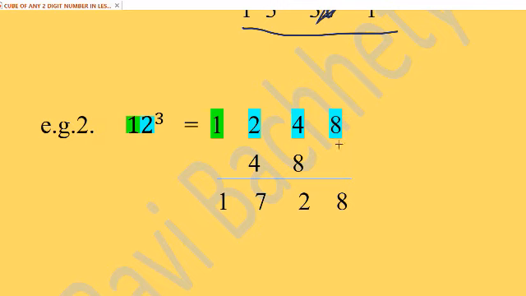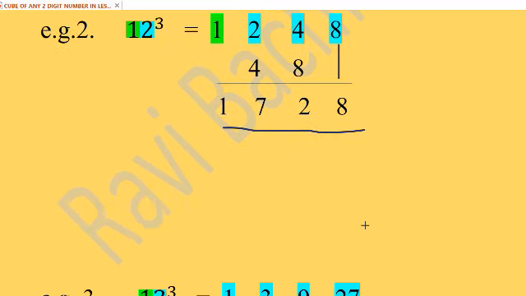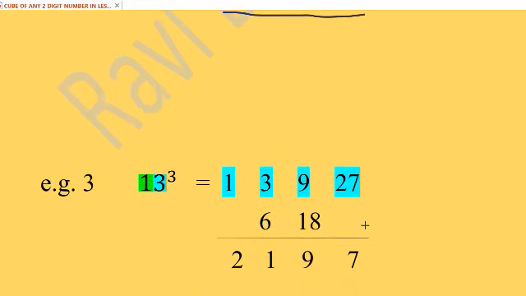Now this digit as it is, 8, 4 plus 8 is 12, so 2 here, 1 carried, 4 plus 2, 6 plus 1, 7, and 1 as it is. So very quickly we found 12 cube, that is 1728. One more example we'll see, 13 cube.